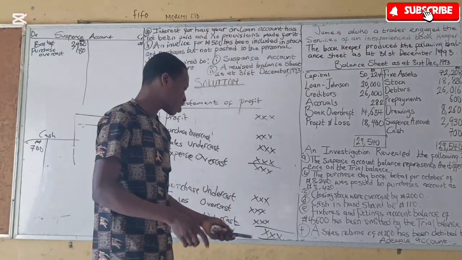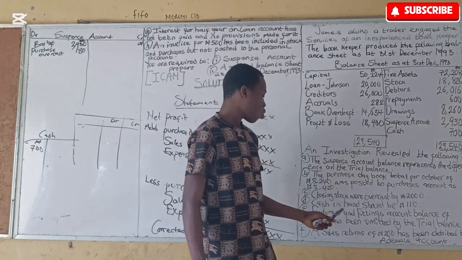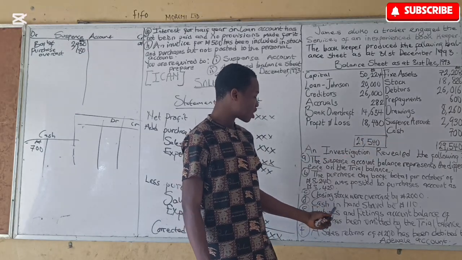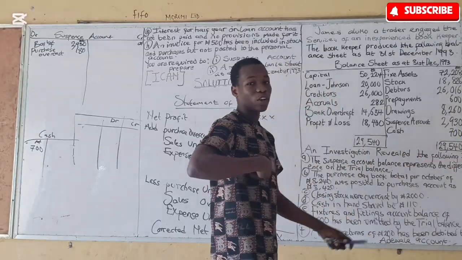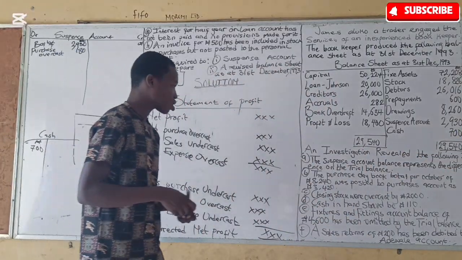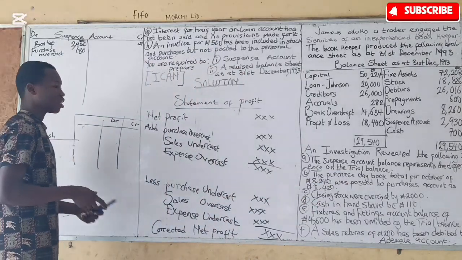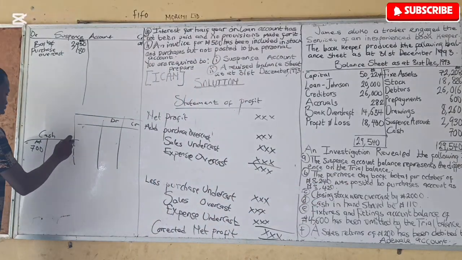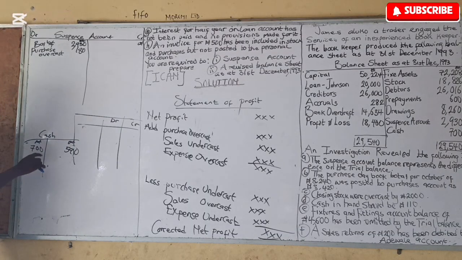One thing you should note is that the amount was overcast, because the question said it should be 110, but they recorded 700. So the amount was overcast, and it was overcast by what? When you subtract it, 700 minus 110, that's going to give us 590. When you subtract it now, you are going to have a balance carried down of what?